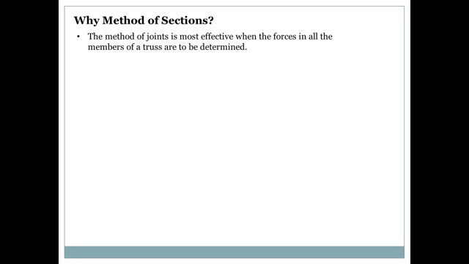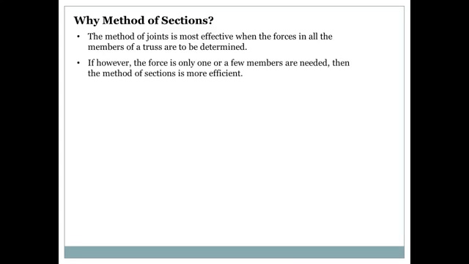The method of joints is most effective when the forces in all the members of a truss are to be determined. But if you are interested in the force in only a few members of the entire truss, let's say the truss has 10 members, and you only want to know the magnitude and the type of the force in a certain member or a group of members, let's say 3-4 of them, your best bet is to use the method of sections because it's more efficient.